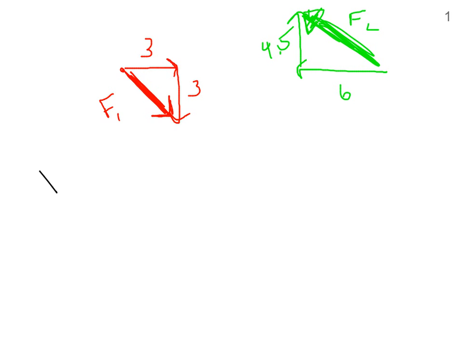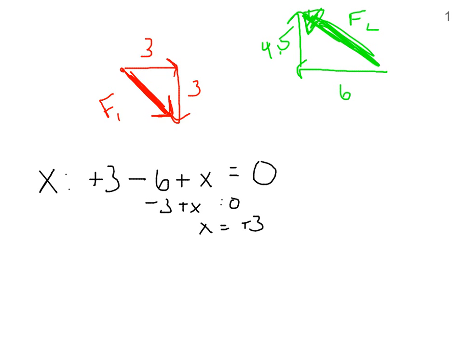So in the x direction, so far, I have positive 3, that's F1's x component, minus 6 is F2's x component, plus some unknown x component that I don't know, and I want to make the net of this thing equal to 0. So I have a relatively simple math problem. Positive 3 minus 6 is negative 3, plus x equals 0. X is positive 3. So F3's x component is going to be positive 3.